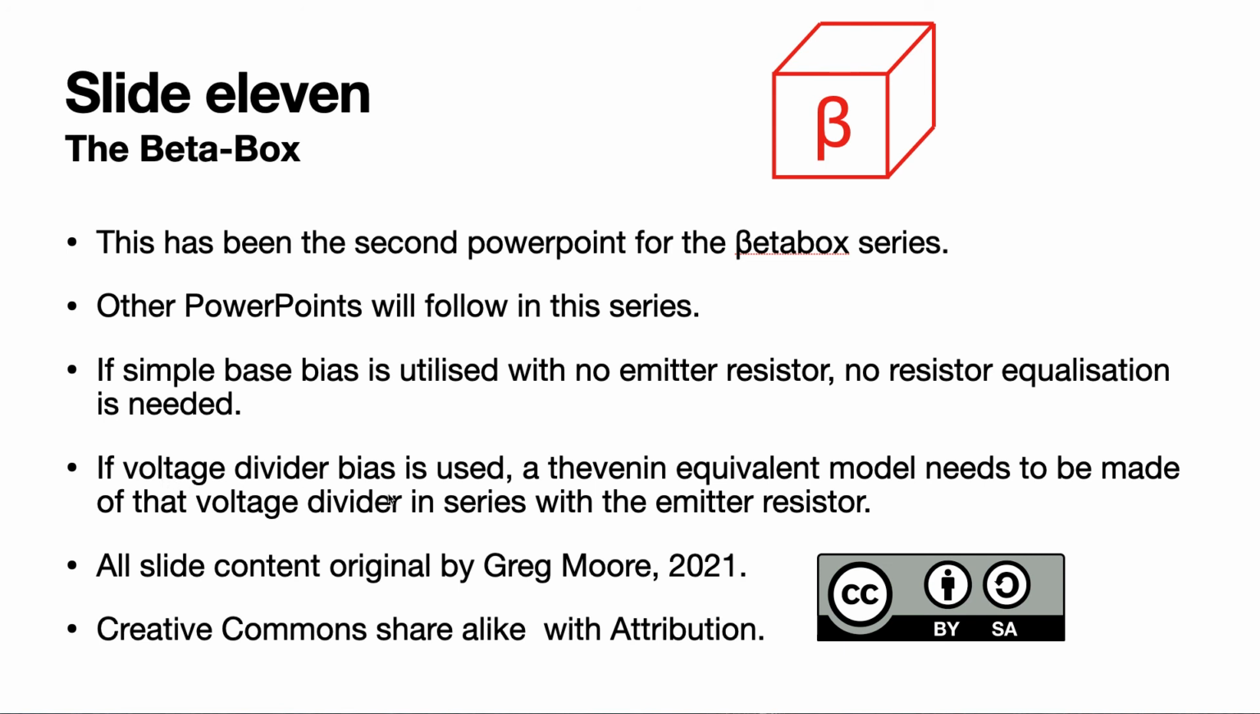If voltage divider bias is used, and I've still got to do this in part 3, a Thevenin's equivalent model needs to be made of that voltage divider. Otherwise, the same technique applies to divide the base resistance, even though it's Thevenized base resistance, to divide that by beta, and then do the other steps as we saw with the emitter feedback circuit.